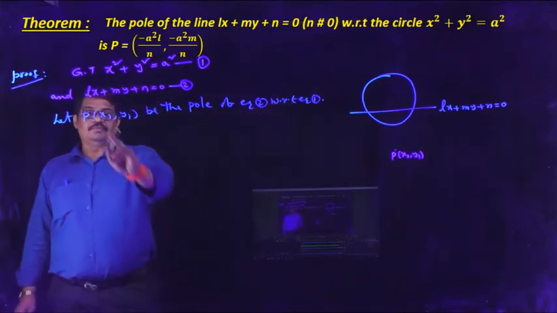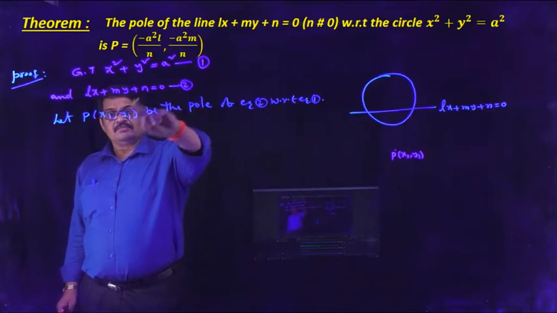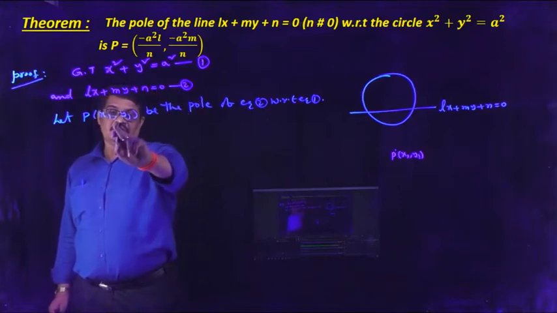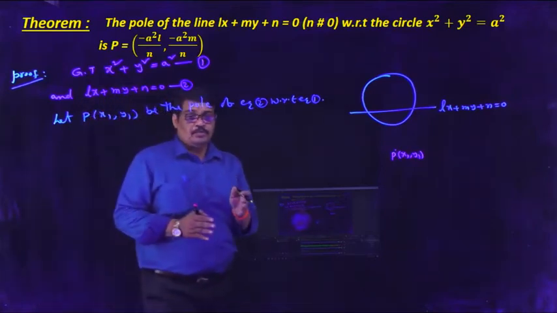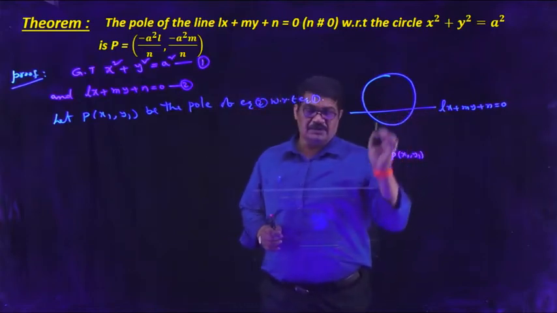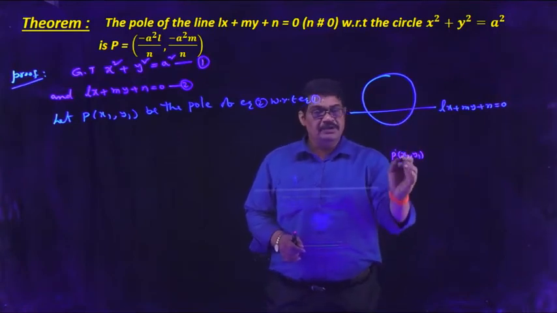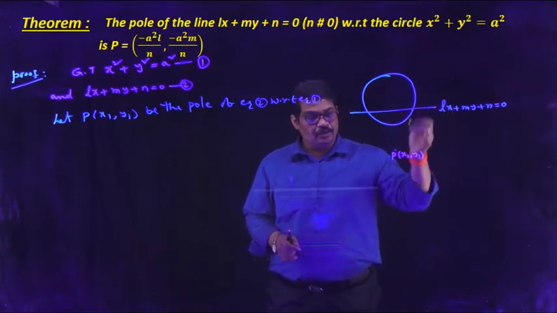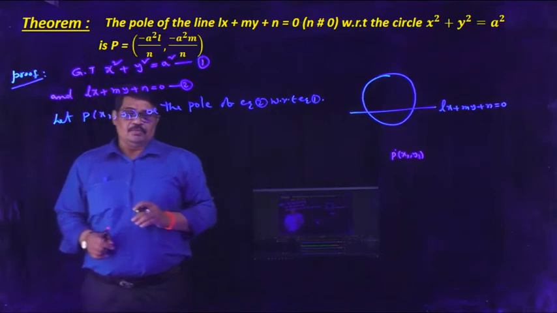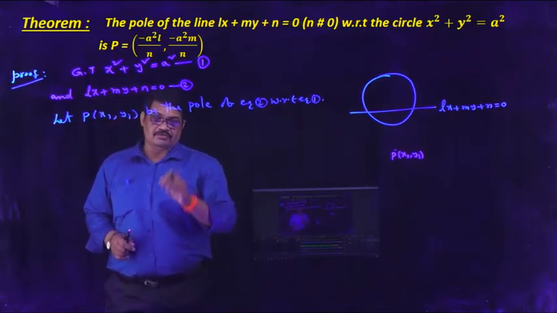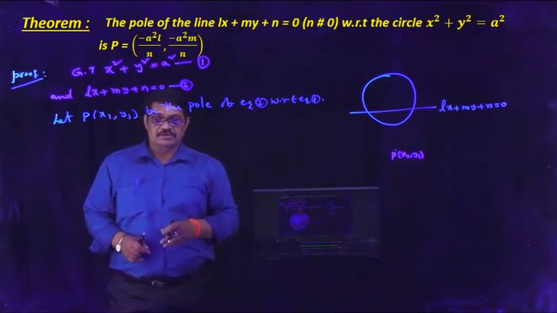Now P (x1, y1) is the pole of the line, then equation 2 is the polar of the point (x1, y1). If P (x1, y1) is the pole of the line with respect to the circle, then this line is the polar of this point with respect to the circle, and P is the pole of the line and the line is the polar of the point. Now we are writing the actual polar equation of the point P (x1, y1). What is the polar equation? We proved in the previous theorem, S1 is equal to 0.